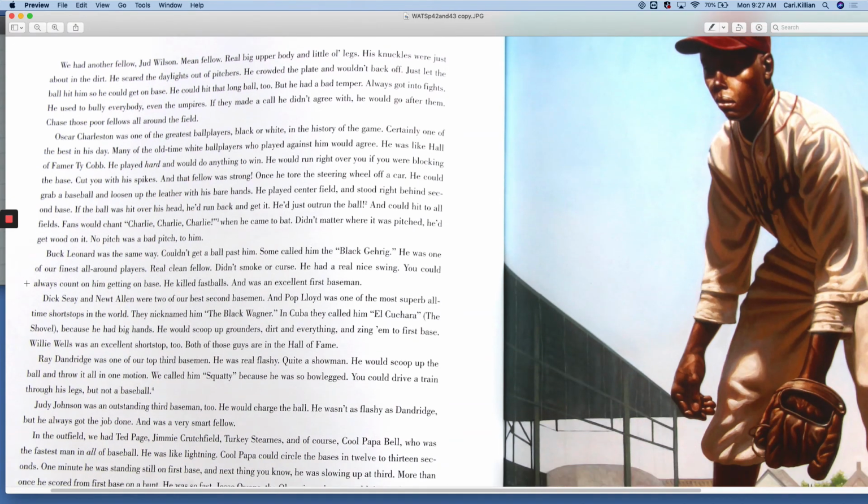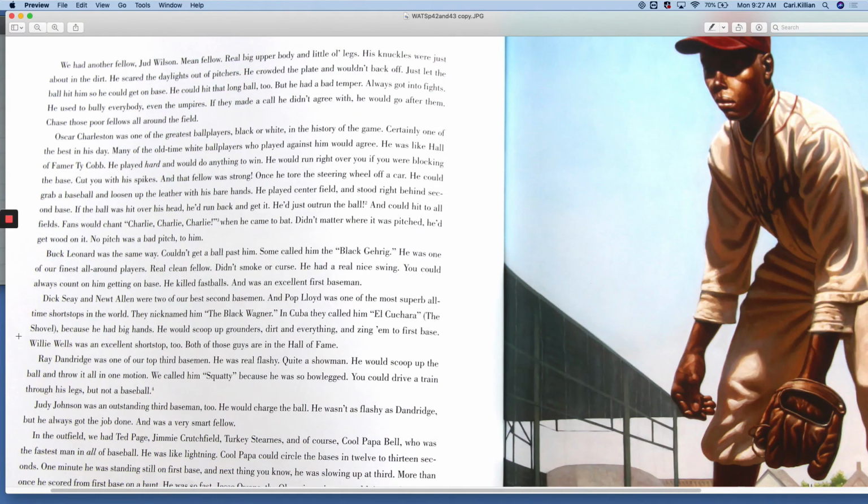Buck Leonard was the same way. Couldn't get a ball past him. Some called him the Black Gehrig. Black Gehrig refers to Lou Gehrig, who was a powerful player for the New York Yankees. He was one of our finest all-time players.